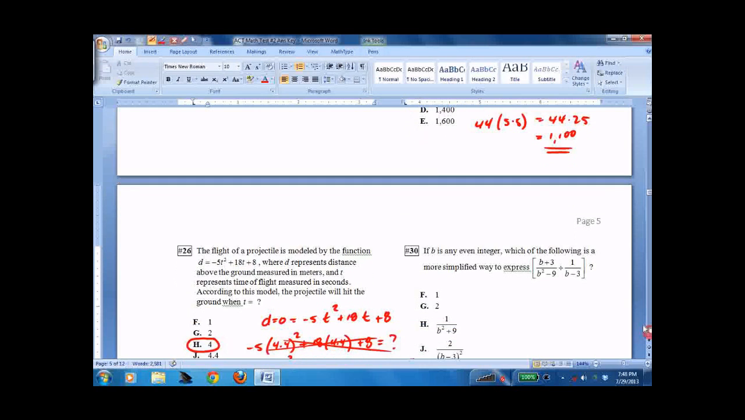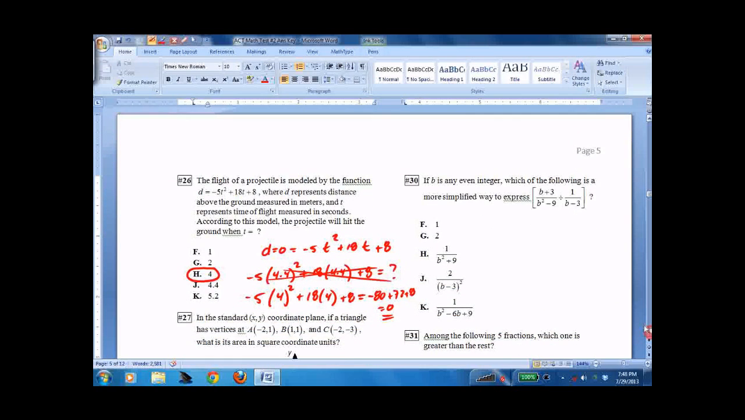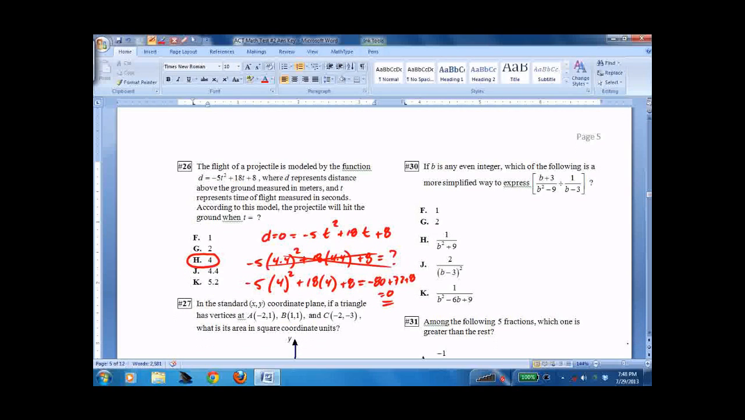Number 30, B is any even integer, which of the following is a more simplified way to express this. I find this interesting. When we divide, we flip and multiply, and when in doubt, I factor. It's a little rational equations, fractional equations. Cancel, cancel, cancel, cancel. And they said it's an even integer, because if it was 3, it could be undefined. If it was an odd integer, 3 minus 3 is 0, we'd have 0 on the bottom of the fraction. Can't have that, so that's 1. What a weird little problem.